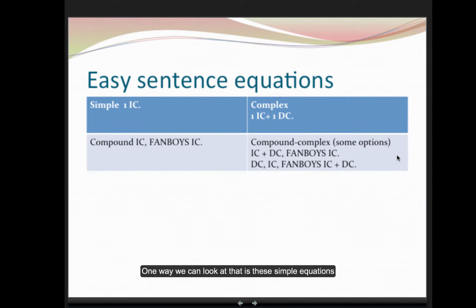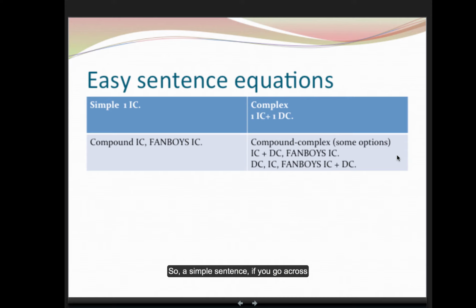One way we can look at that is these simple equations. If you're really good at math and you're not a big fan of writing, then think about it this way. A simple sentence is just one IC, one independent clause. The compound sentence is one IC, comma, one of the fanboys, which are those coordinating conjunctions, and then another IC, which is an independent clause. So one IC, comma, fanboys, IC. No big deal. A complex sentence is one IC plus one DC. DC is a dependent clause.